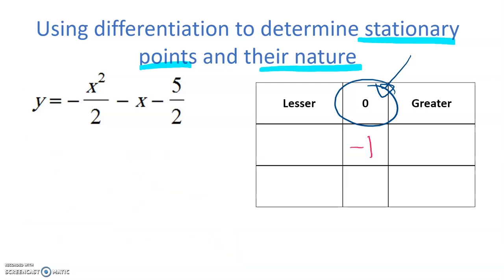Now because it's a quadratic, as determined by this exponent, the maximum turning points we can have is 1, because it's always n minus 1, so we don't need to find any others.